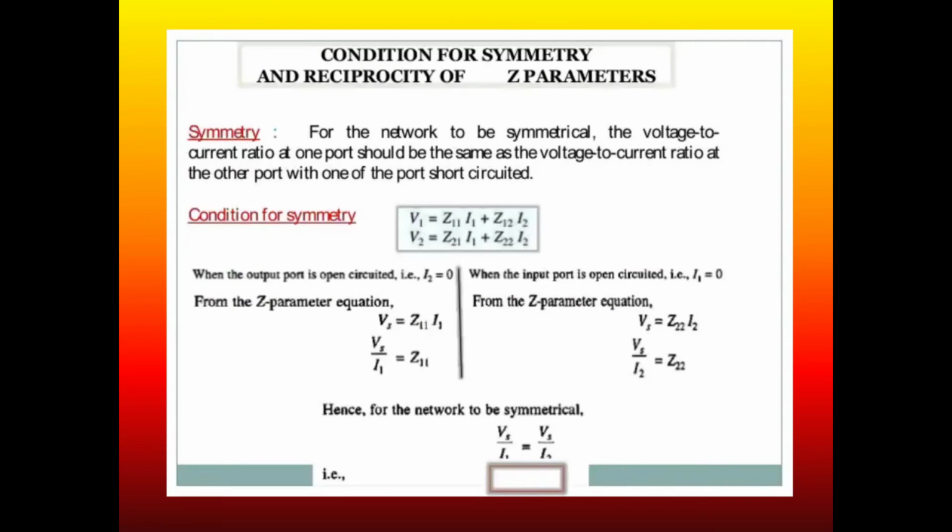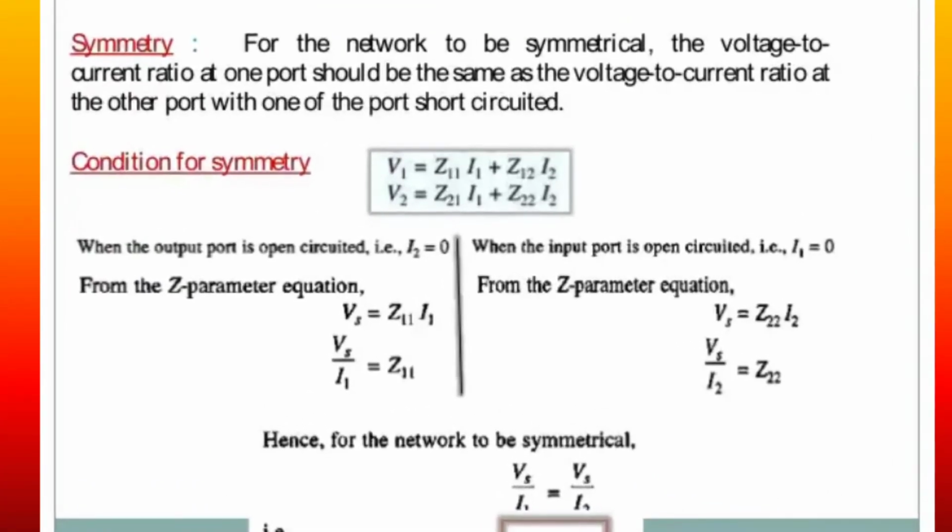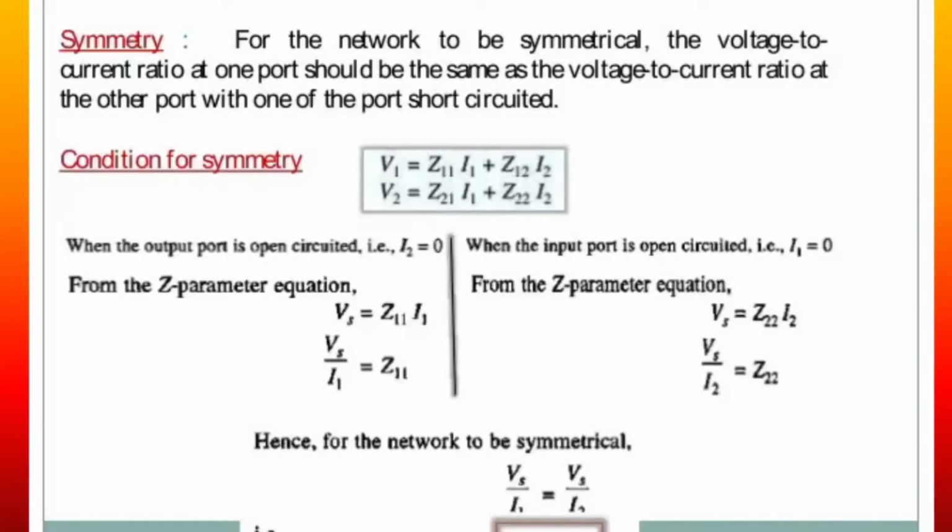Next, we are going to verify the circuit reciprocity and symmetrical property. Condition for symmetry and reciprocity of a Z parameter. For the circuit to be symmetrical, the voltage to current ratio of one port should be the same as the voltage to current ratio at the other port, with one of the ports short circuited.